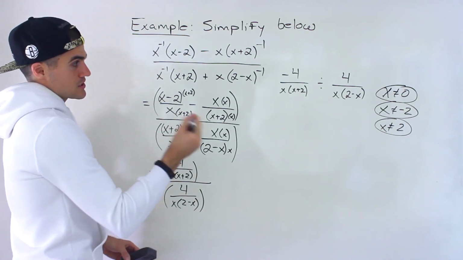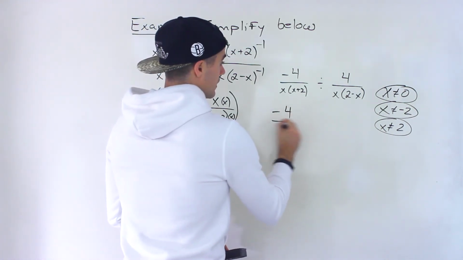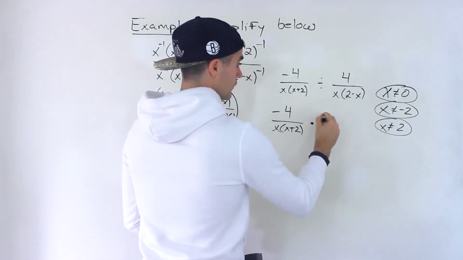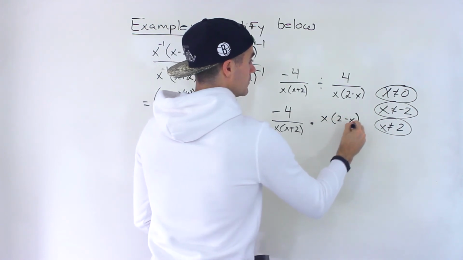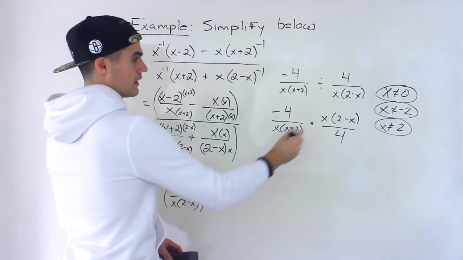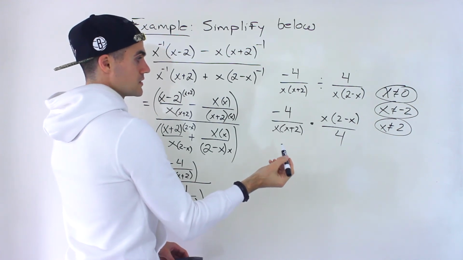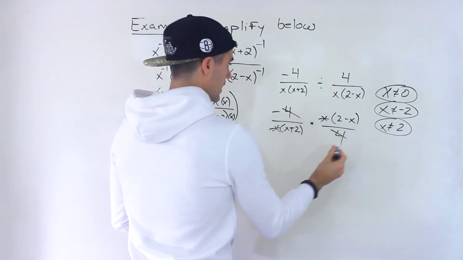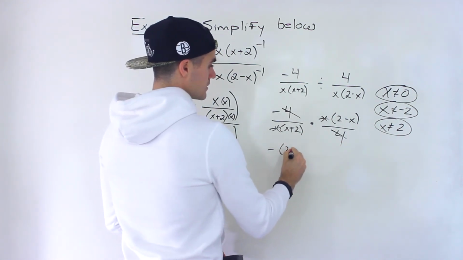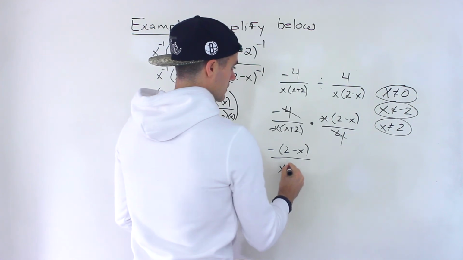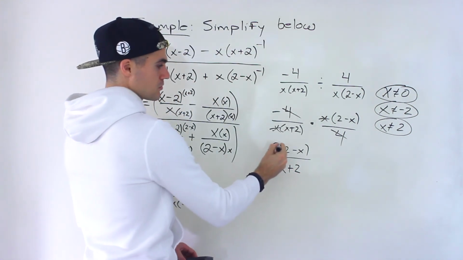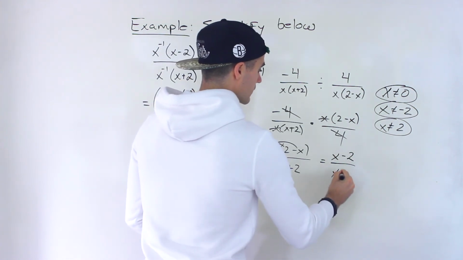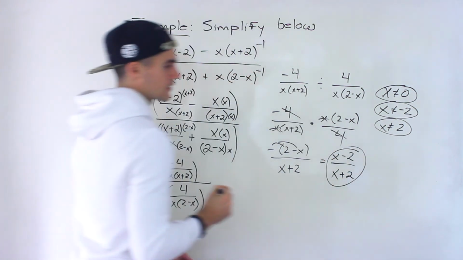Right? So we have all the restrictions, and then from here it's just simplifying. So how do we simplify? Well, we're dividing by a rational expression, so that means we flip it. Right? And then multiply these out. So notice that the x's would cancel out, the 4's would cancel out, and so we'd be left with negative bracket 2 minus x over x plus 2. And to make it look nicer, bring the negative in, and we would end up with x minus 2 over x plus 2, like that.